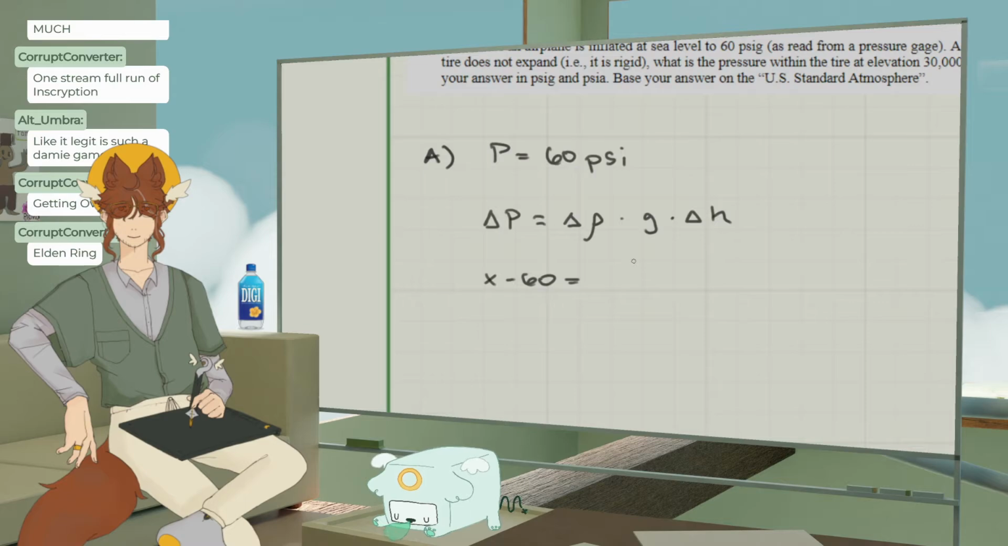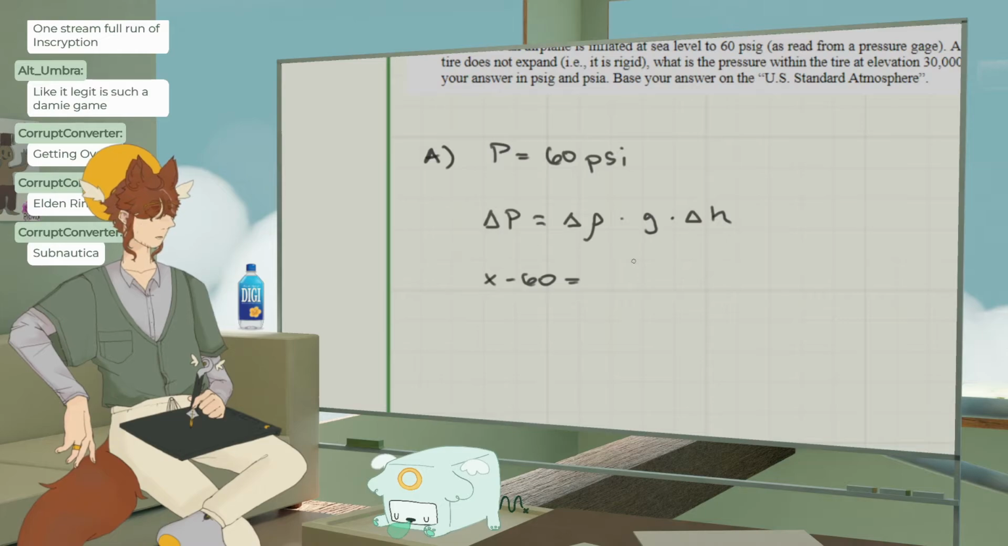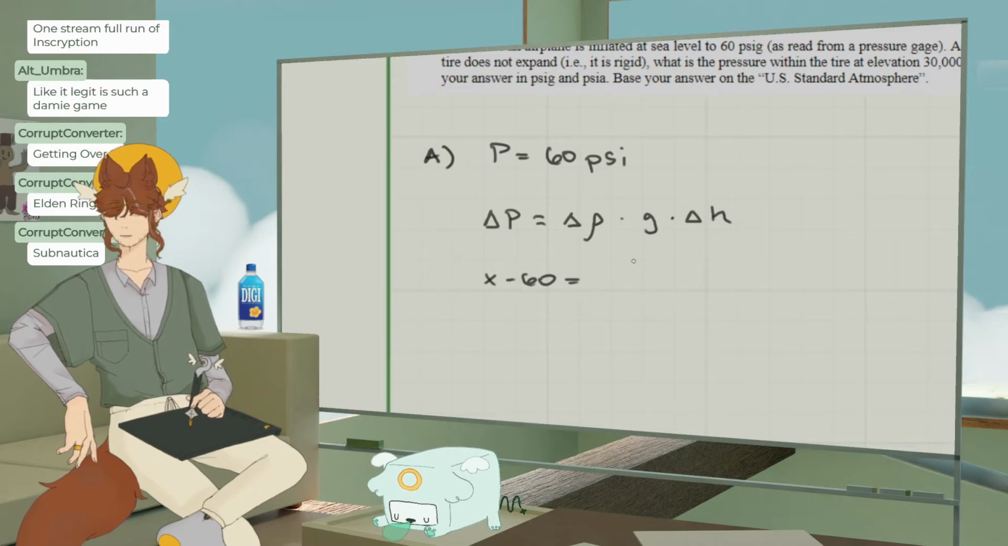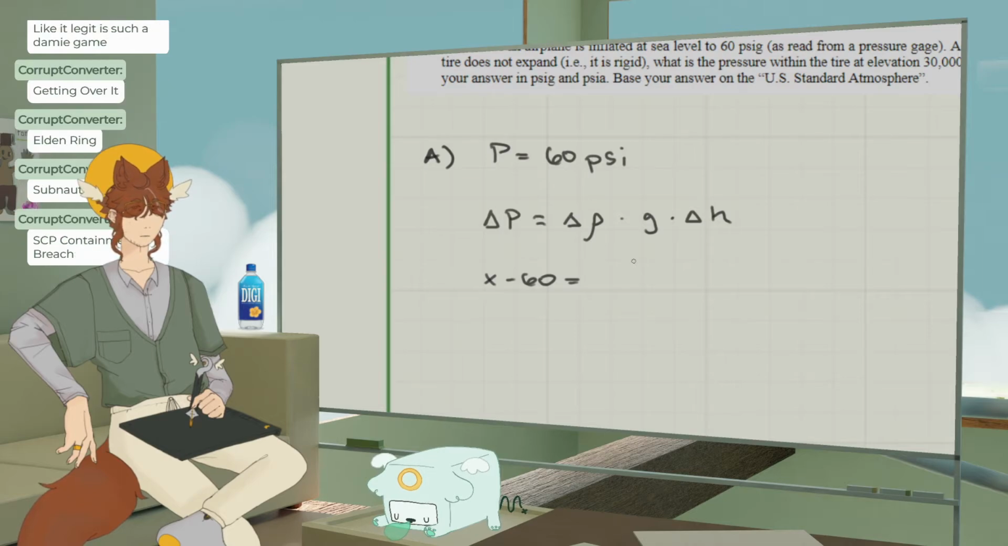Elden Ring? Also probably not a game I could play and have fun with, but I like watching Elden Ring. Subnautica? Oh, I do want to finish. Did I play that on stream? I can't remember if I played that on stream or not. I could have sworn I played Subnautica on stream, but maybe I didn't. Maybe I just started a run by myself.